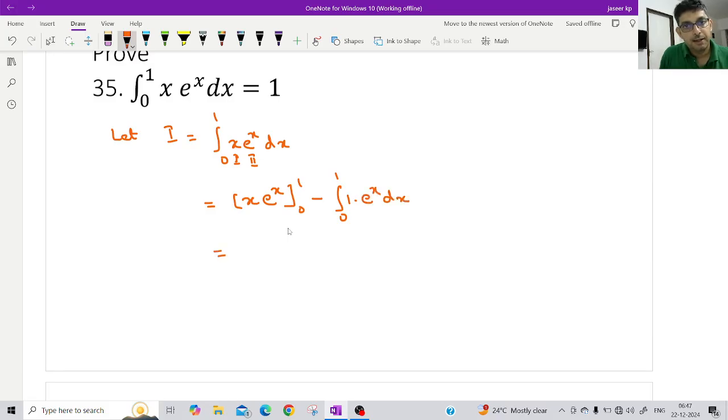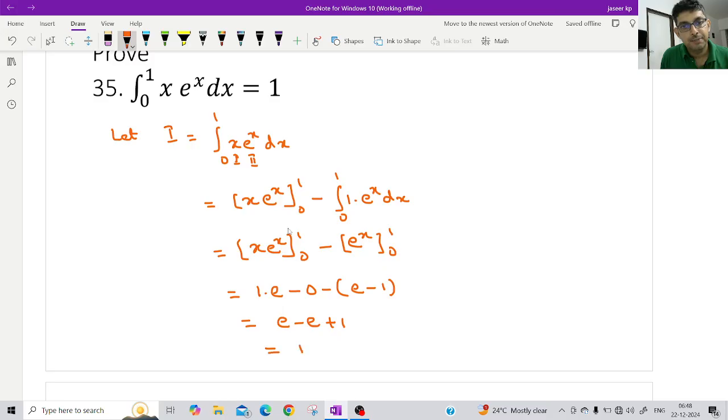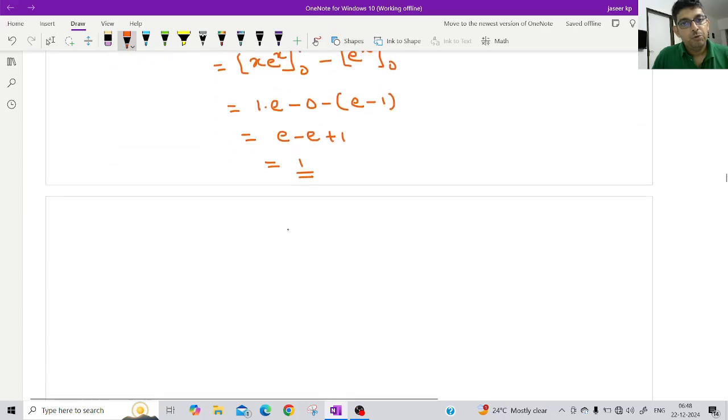So that means this is x e power x from 0 to 1 minus e power x from 0 to 1. Now we'll apply the limits. It is 1 into e minus 0 minus e minus e power 0, that is 1. So that means it will become e minus e plus 1. So the answer will come as 1. So that is only we are asked to prove. So we got the required answer. Now we will move to the 36th one.